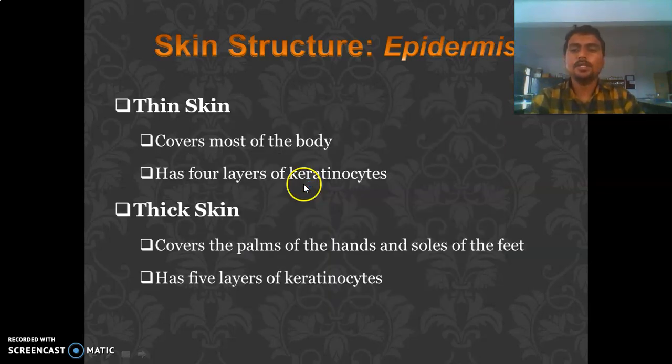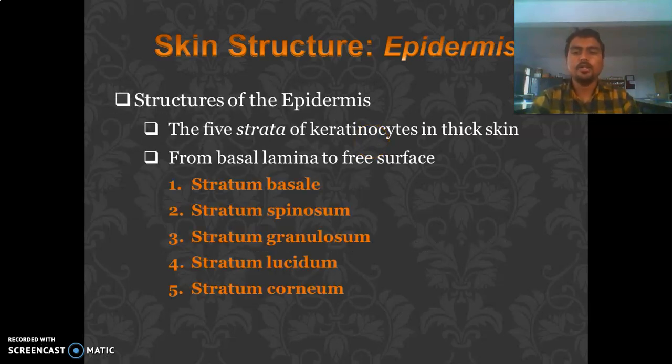Now in the case of thin skin, the epidermis covers most of the body and has four layers of keratinocytes. In the case of thick skin, it covers the palms of the hands and soles of the feet, and it has five layers of keratinocytes. These five layers of keratinocytes are: first the stratum basale, then the stratum spinosum, third the stratum granulosum, fourth the stratum lucidum, and fifth the stratum corneum.